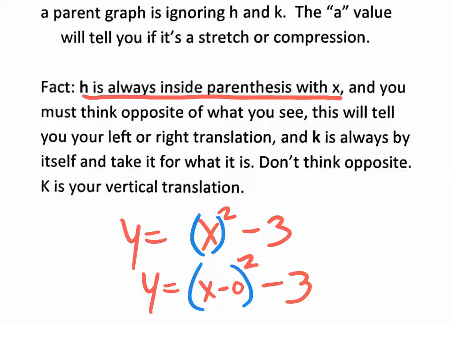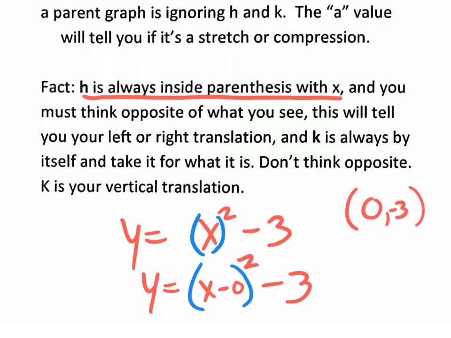What's your K value, guys? Negative 3. So the vertex, according to this example I gave you, that didn't even have parentheses, right? It was just y equals x squared minus 3. That vertex is 0, negative 3, just by looking at it.